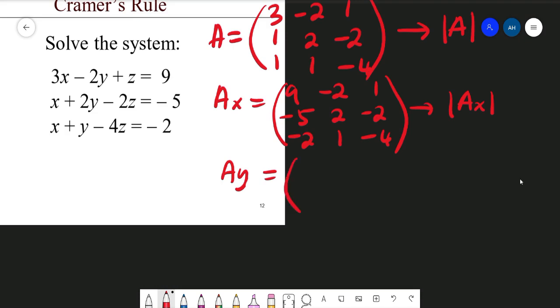The first column is the same, that is 3, 1, 1. The second column, we replace by the right hand side of the equation, that is 9, negative 5, and negative 2. The third column is the same: 1, negative 2, and negative 4. That is matrix AY. Can we find the determinant of AY? Yes, we can, using the same method.